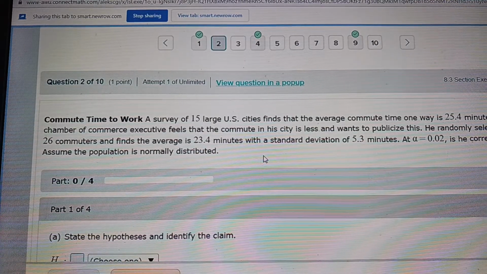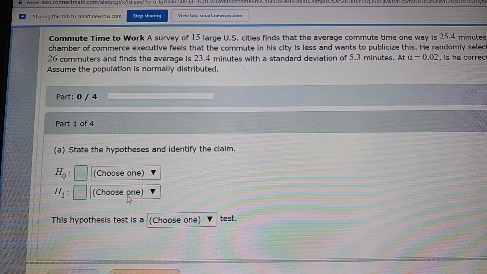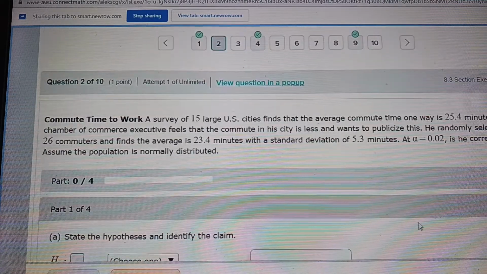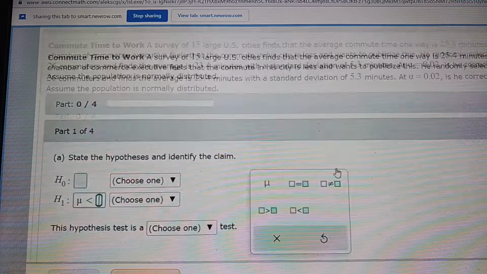Okay, so number 2, very similar. Now we have a survey of 15 large U.S. cities, so that's N. They have an average commute time of 25.4, so that's X bar since it came from the sample. And then a Chamber of Commerce executive feels that the commute in his city is less and wants to publicize this. So less, there it is again, less. That's the claim. He thinks it's less than this 25.4.